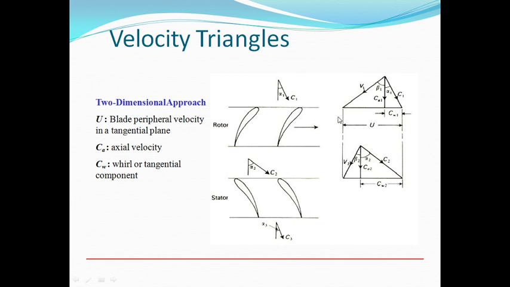What does it mean? This is your actual flow. The actual flow is coming in a direction, suppose at angle alpha 1. This is the actual flow entering your rotor, given by C1. It is basically the flow angle, like a kind of angle of attack. Let us assume the fluid is entering with a velocity of C1.